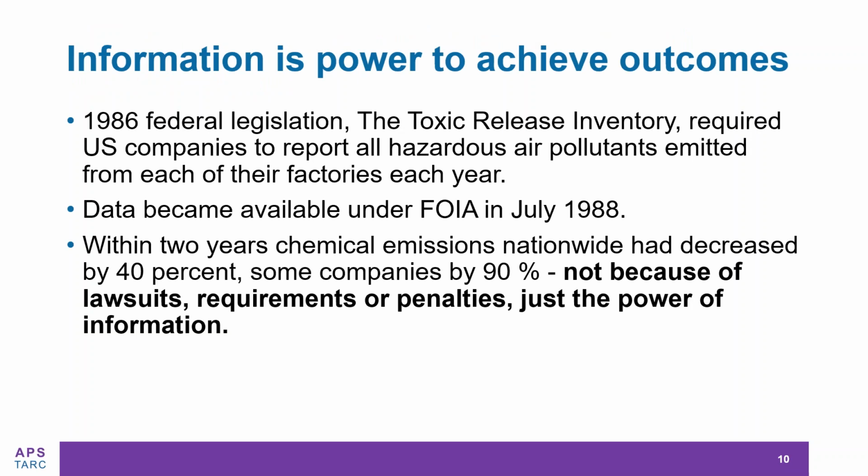In 1986, there was federal legislation called the Toxic Release Inventory that required U.S. companies to report all kinds of hazardous air pollutants emitted from their factories. This was data that, under the Freedom of Information Act, became available in July of 1988. And so what happened? Within 2 years, chemical emissions nationwide had decreased by 40%, and for some companies by 90%. So the question is, why had it decreased so much? That was because of the power of the data. There wasn't any sort of lawsuit, any requirements, or any penalties. It was just the power of the information that had become available to folks.